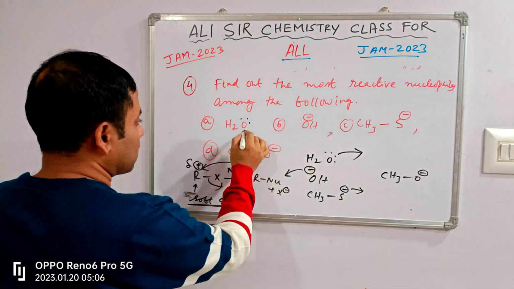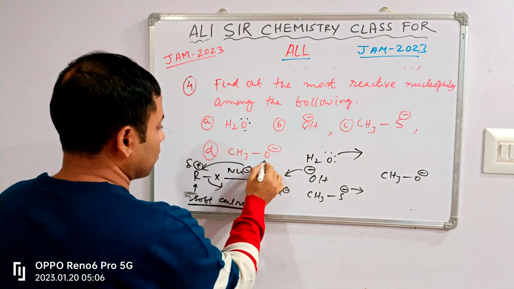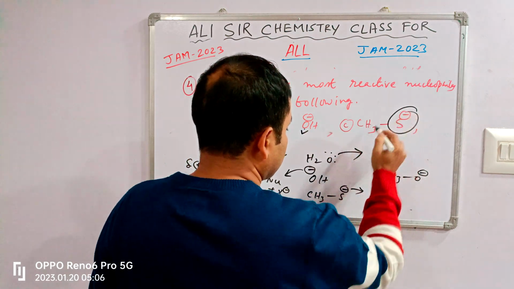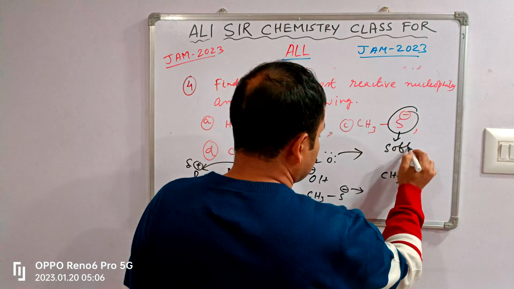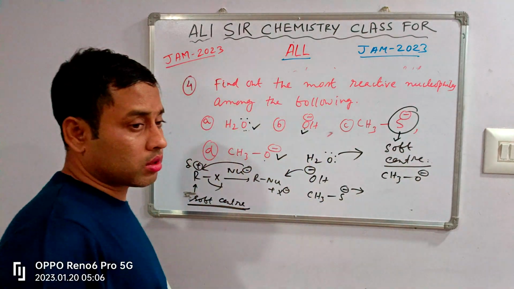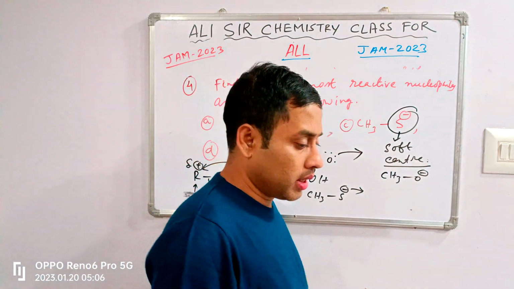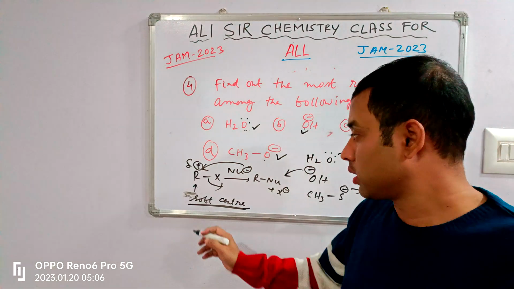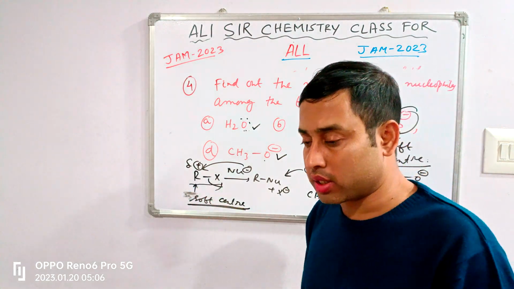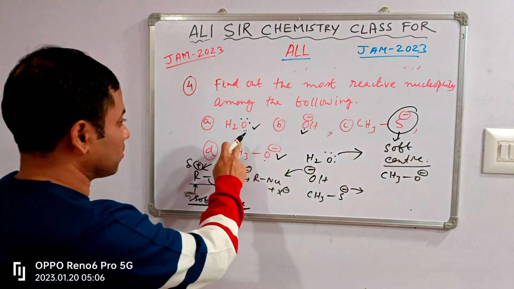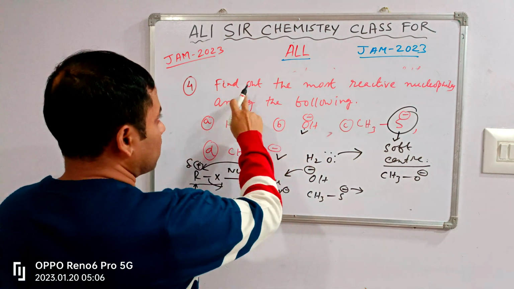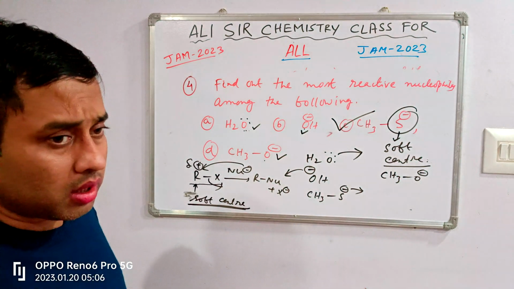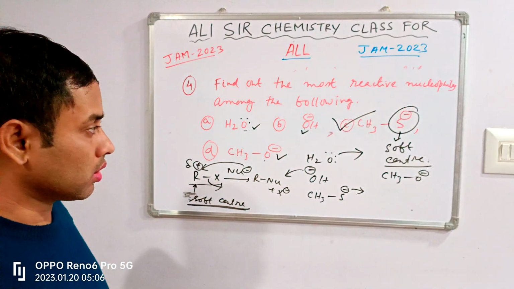In all these three, water, OH minus and CH3O minus, the donor center is oxygen, which is more electronegative compared to S minus. So S minus is the soft center. According to the hard soft acid base principle, we can say that CH3S minus will react at a faster rate with electrophiles such as R-X or alkyl halide. So the answer will be CH3S minus. Again I am repeating the question: find out the most reactive nucleophile among the following. The answer will be C. This is due to the lower electronegativity of the sulfur atom compared to oxygen.